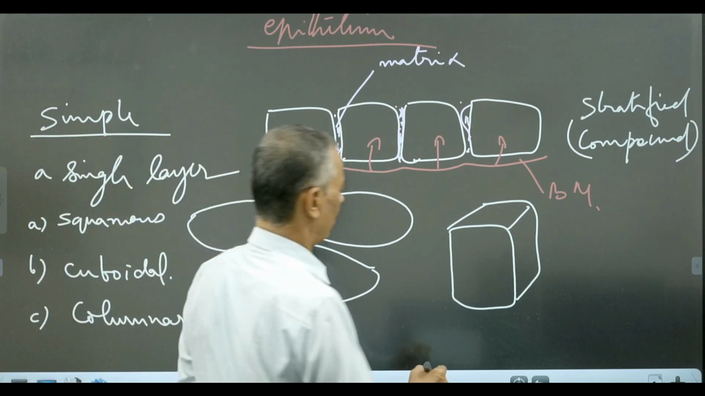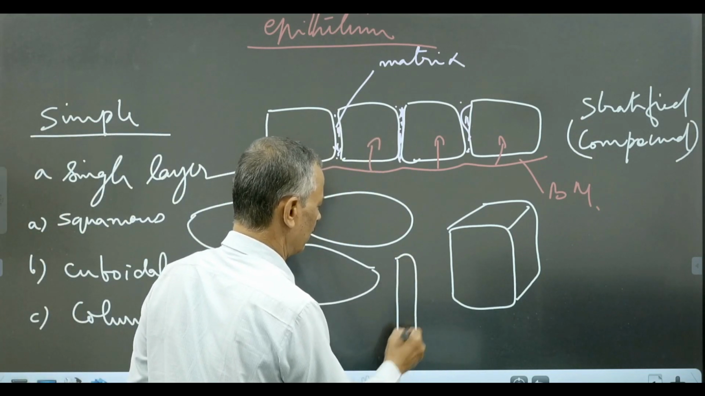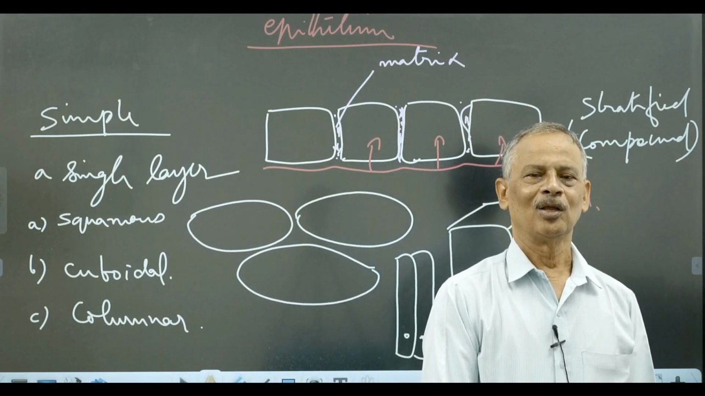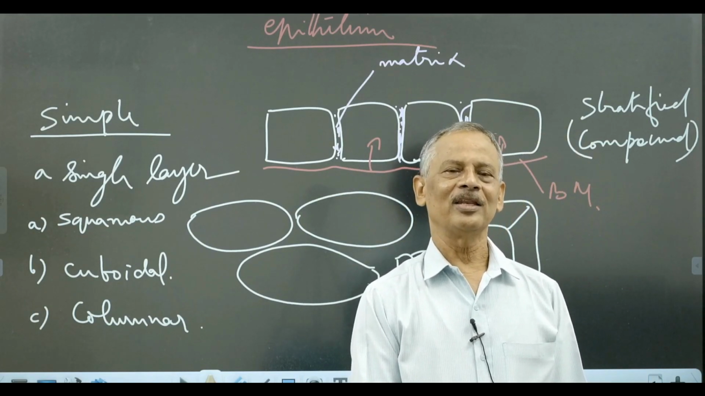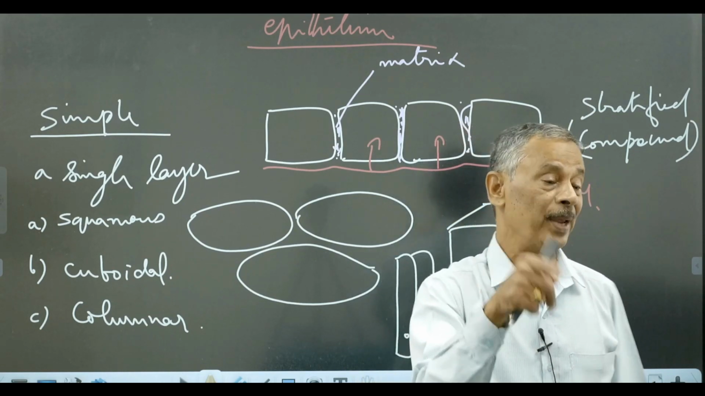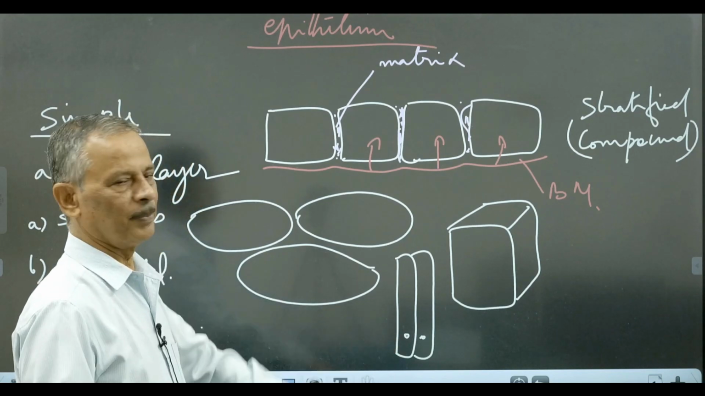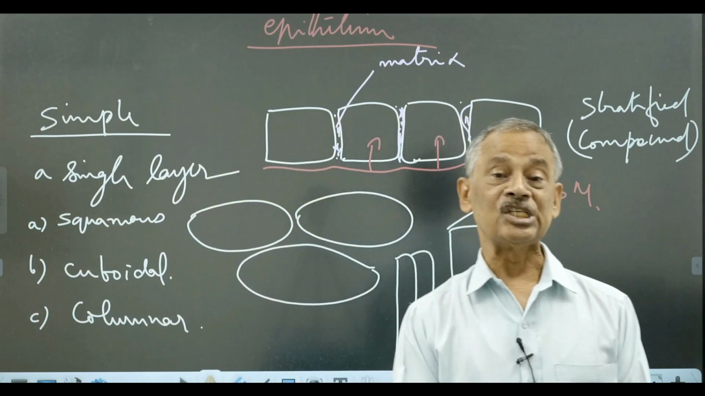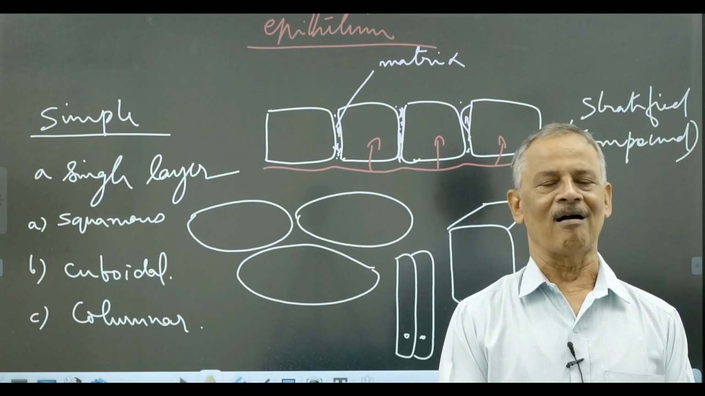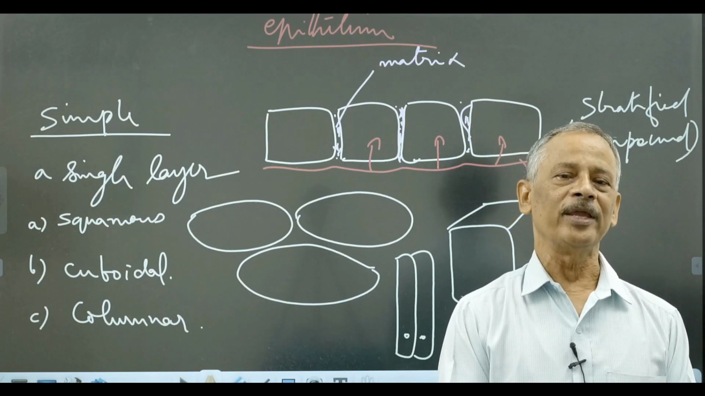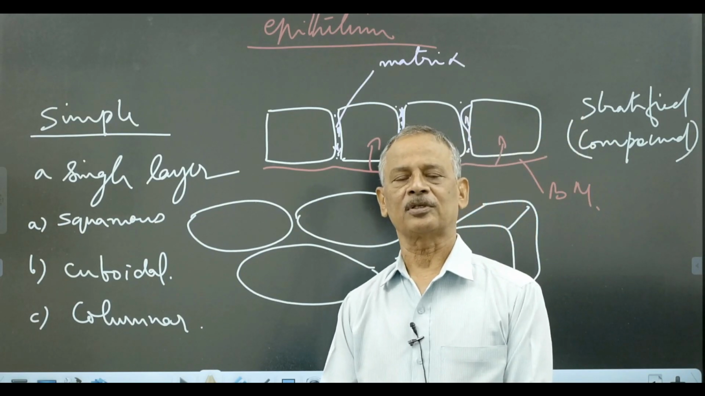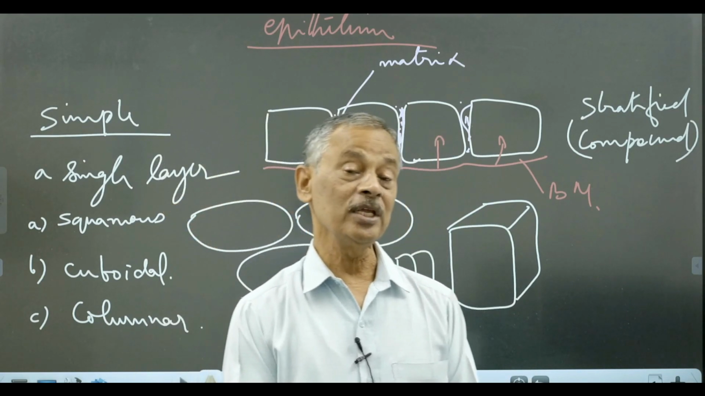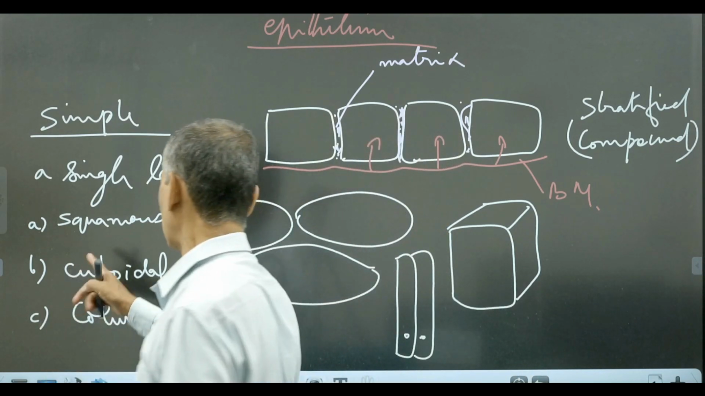Here, the cells are tall and cylindrical, slender. That is why they are called column. They are slender columnar cells with a basal nucleus. Nucleus is at the base. They also are concerned with secretion and absorption. And our entire alimentary canal is lined by tall columnar epithelium. So, based upon the shape of the cell, simple epithelium is classified into these three.